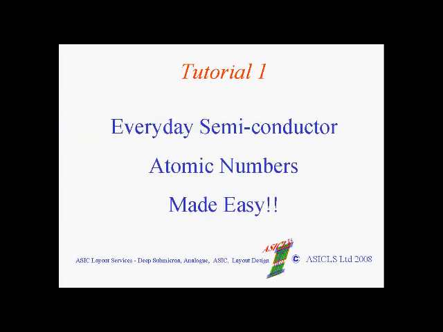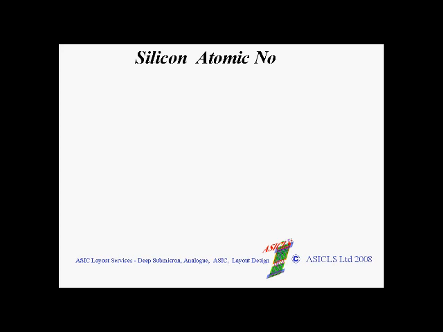In this first tutorial, I will help you to remember everyday semiconductor atomic numbers with ease. Actually, the only thing that I want you to remember is that the atomic number of silicon is 14. So let's look at how a silicon atom is constructed.